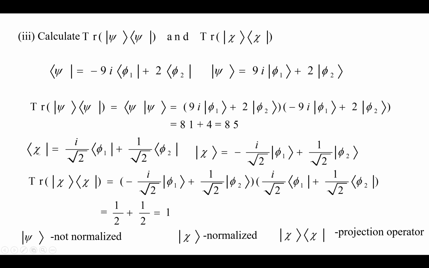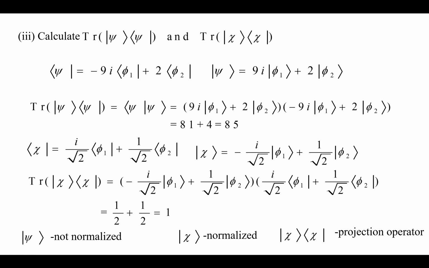Now we will go for bra chi, which is equal to i by root 2 phi 1 plus 1 by root 2 phi 2, and your ket chi equals minus i by root 2 phi 1 plus 1 by root 2 phi 2. So we will calculate now trace of ket chi bra chi, which is equal to the first part multiplied by the second part. When you multiply the first part and second part, that will give you the answer, as we said, i squared minus is there, so 1 by root 2 multiplied by 1 by root 2 will give you 1 by 2. So that will give you 1 by 2 plus 1 by 2, which is equal to 1.